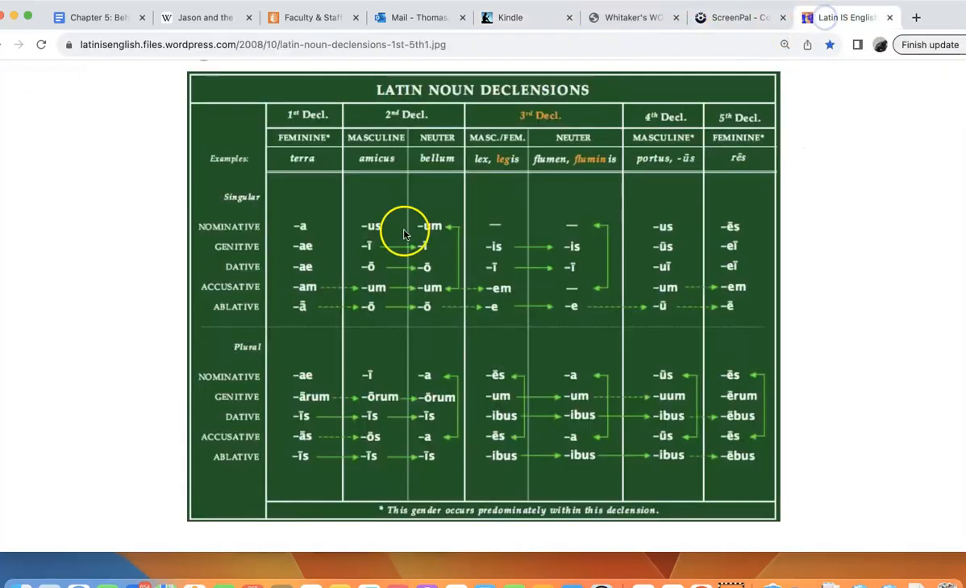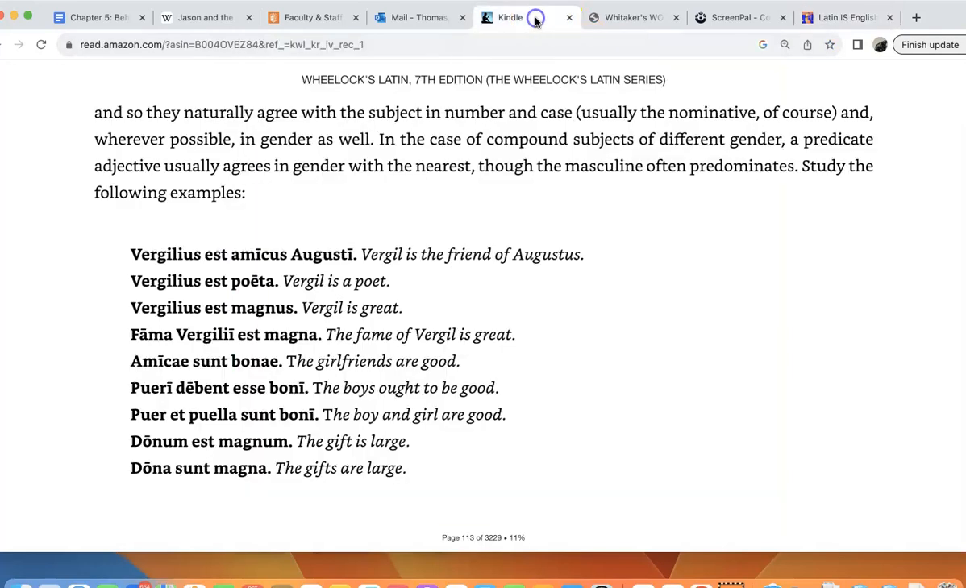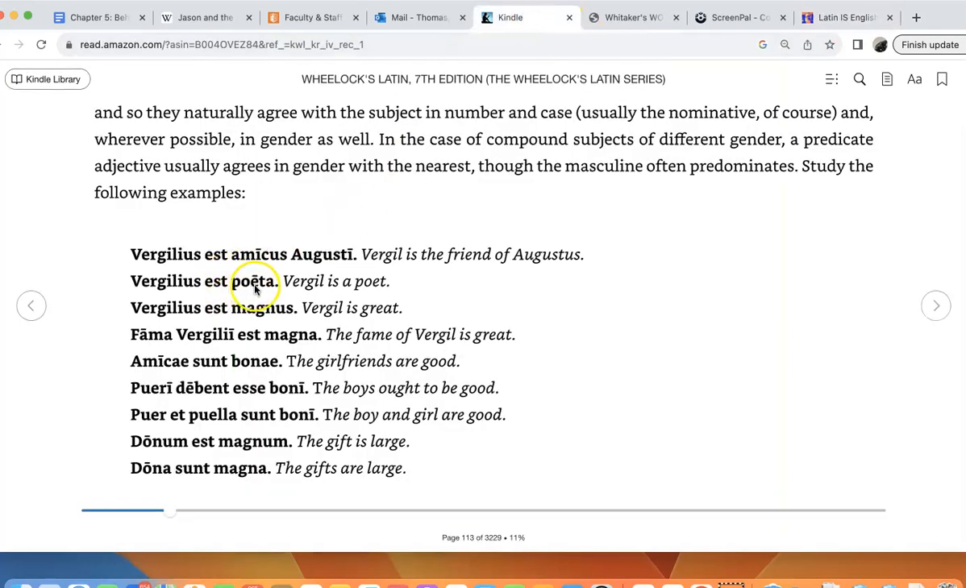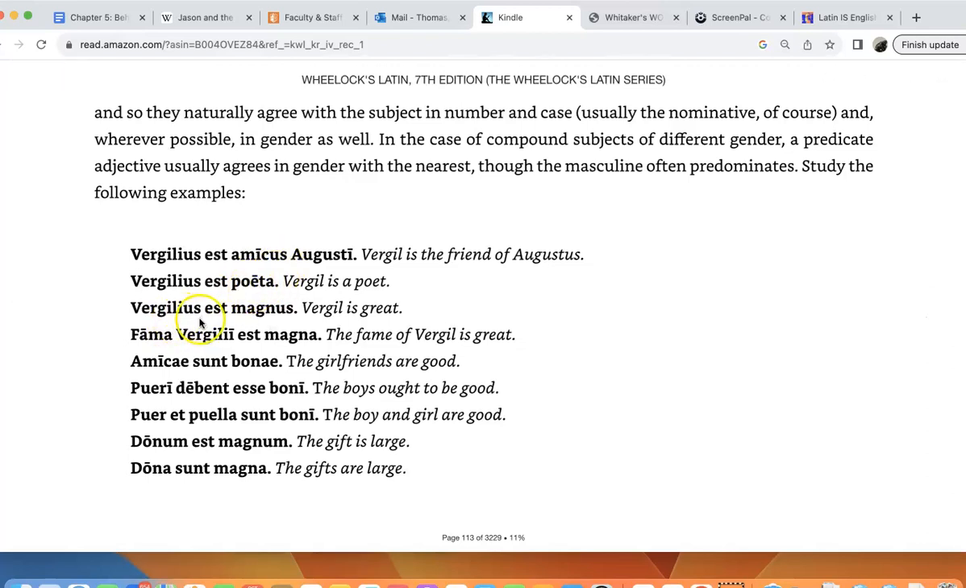Again, this is something I've said before, but Latin nouns will always be that declension. So the word poet will always be first declension. The word friend, amicus, will always be second declension. The word law, lex, will always be third declension. And so really, once again, with repeated practice, you'll see the patterns. It's just something that has to be learned or memorized or internalized, however you want to look at it. But of course, that's the whole point of what we're doing here.